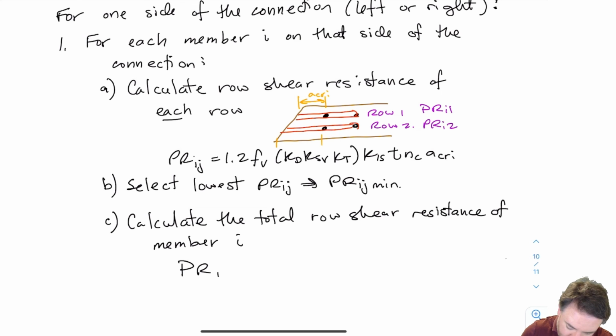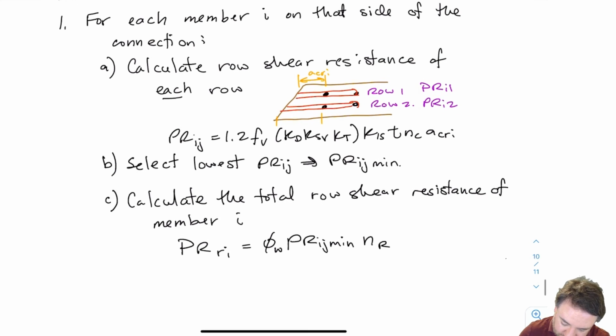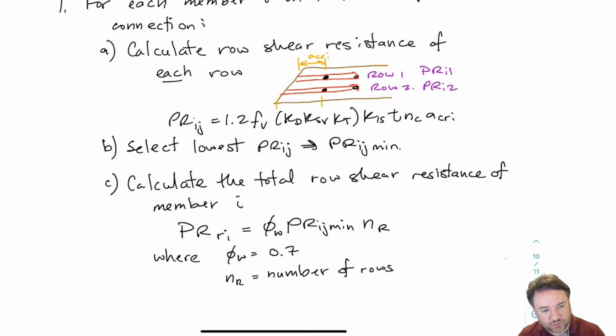Once I have that minimum, I'm going to find the total row shear strength of that one member. I have my phi W, which is a reduction factor. I take my PRIJ min, which is the minimum of all the rows, and multiply that by the number of rows. So I use the minimum row shear for all of the rows. And I use a 0.7 reduction factor because it's a brittle failure mode.